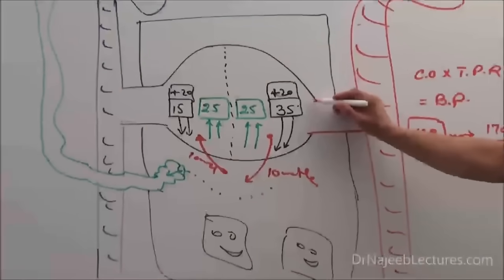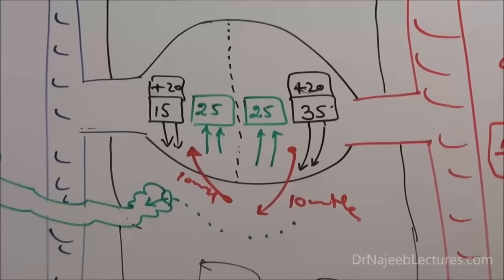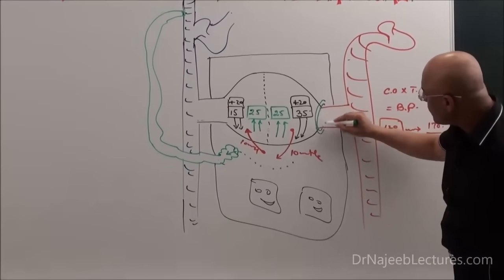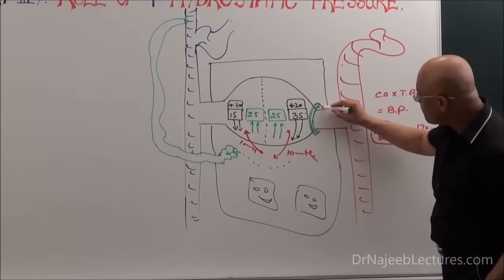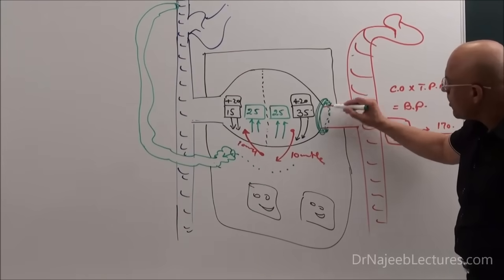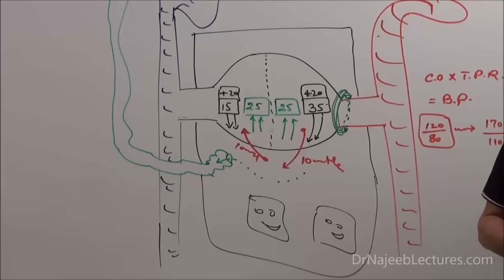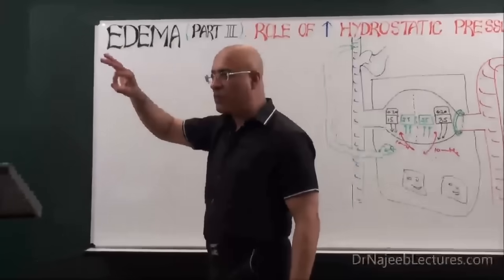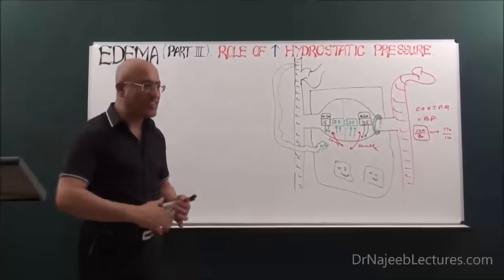Just before the, what is this? Capillaries. There is a special group of smooth muscles here. This is called the precapillary sphincters. What are these? Precapillary sphincters. Before every microcirculation, there is a regulator. There is a regulator.